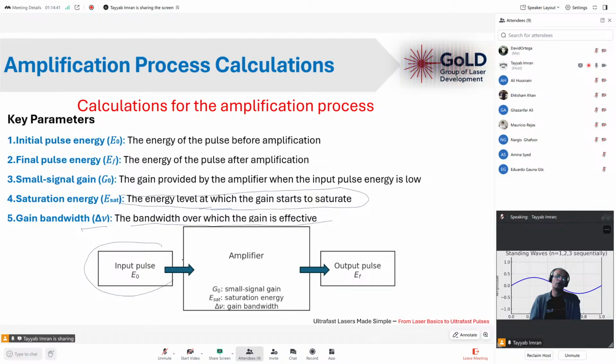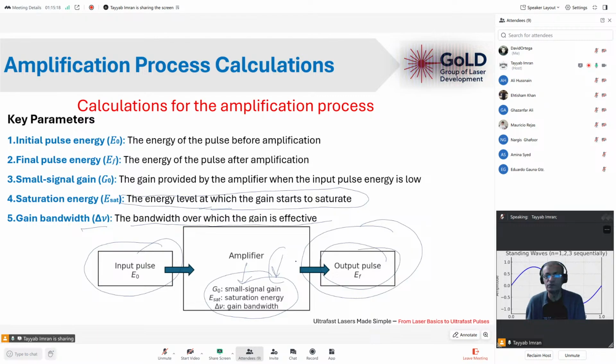This we know, and we need to calculate this one, so first we need to know these parameters. The small signal gain may come with the data: if the energy is very low in the beginning, what will be the gain? And what will be the saturation energy? It corresponds to the saturation intensity. And what is the gain bandwidth of the gain medium? We need to know these things to calculate this output.